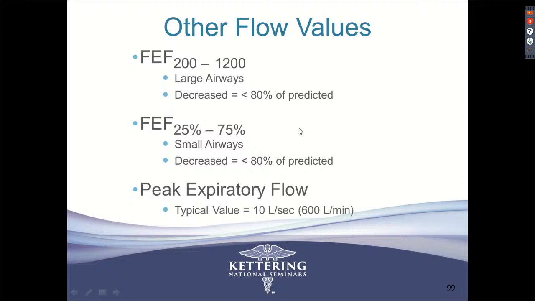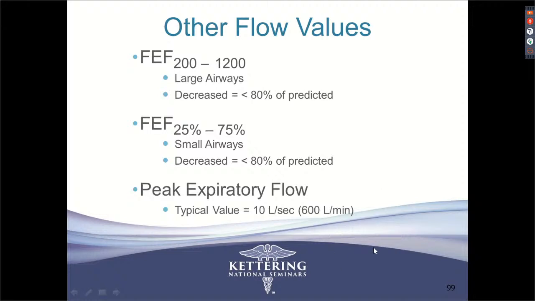Letter D, the 25-75. Again, that's for small airways. And again, if there's a reduction to less than 80%, that would be considered abnormal. And then the peak expiratory flow rate, letter E, again, think about asthma. And the typical value for it should be about 10 liters per second or 600 liters per minute.